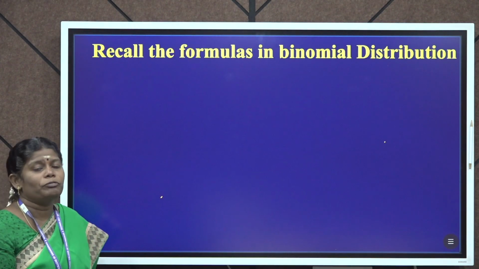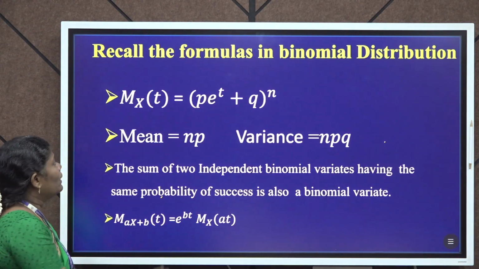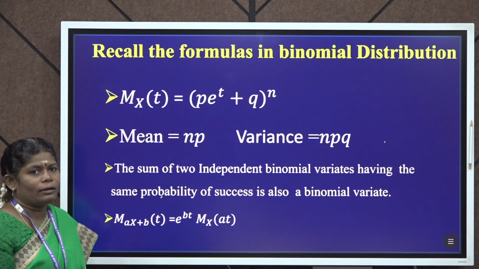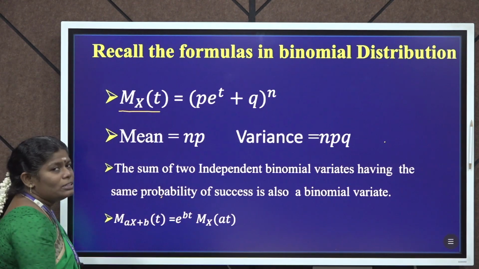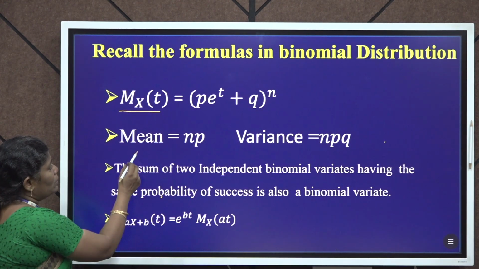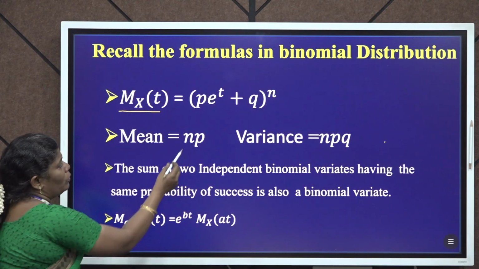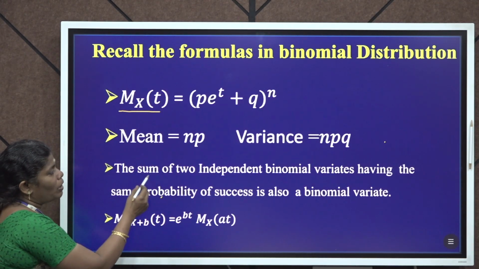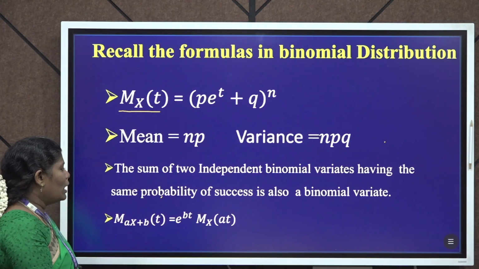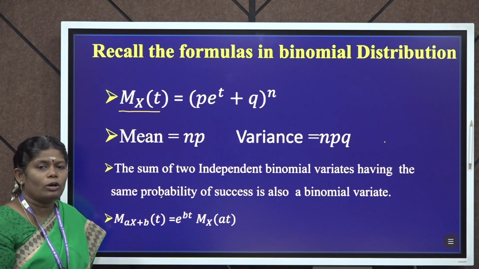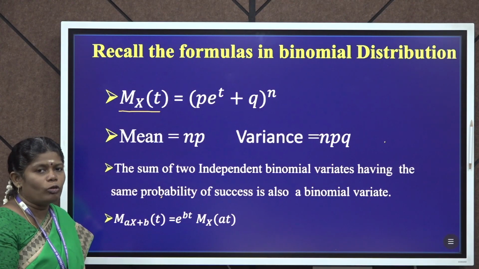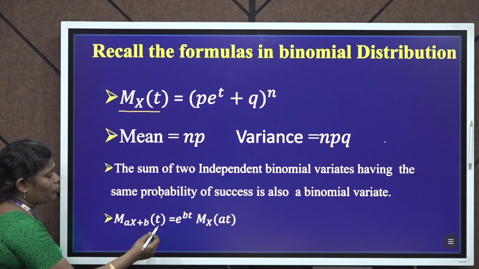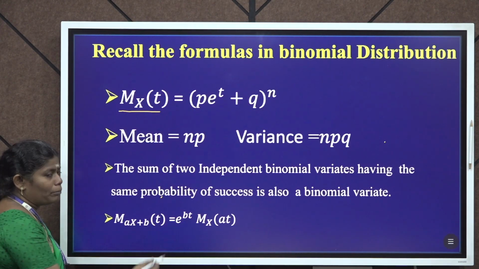Next, we recall some formulas in binomial distribution. Number 1, Mx(t) = (p e^t + q)^n. Mx(t) is nothing but the moment generating function. In binomial distribution, mean = np, variance = npq. Next, the sum of two independent binomial variates having the same probability of success is also a binomial variate. It is also called the additive property of binomial distribution. M(ax+b)(t) = e^(bt) Mx(at).